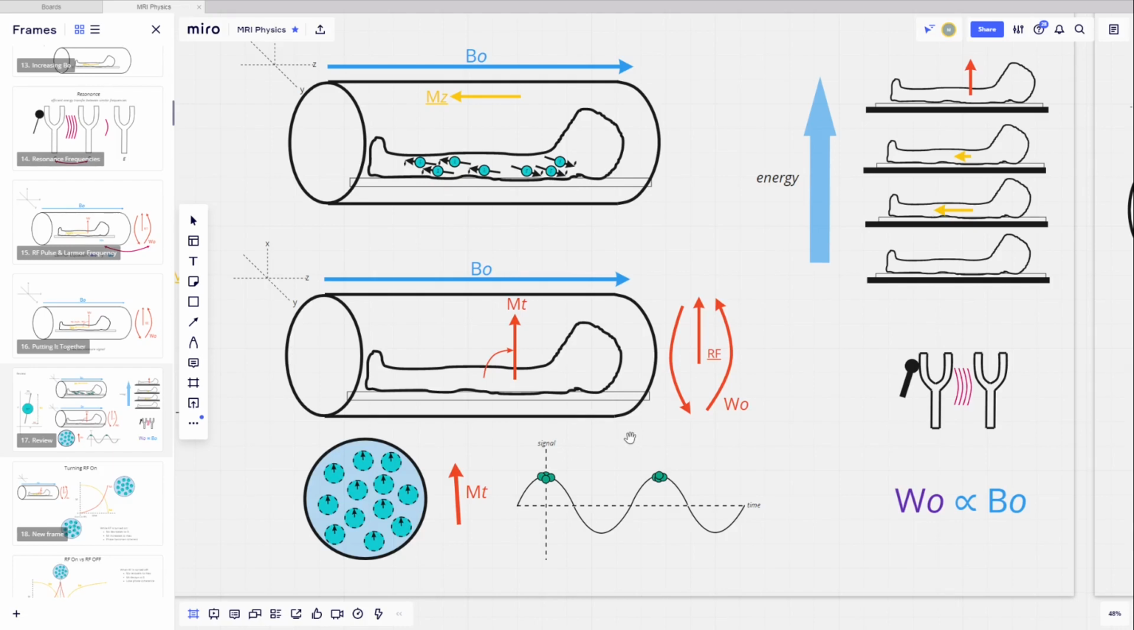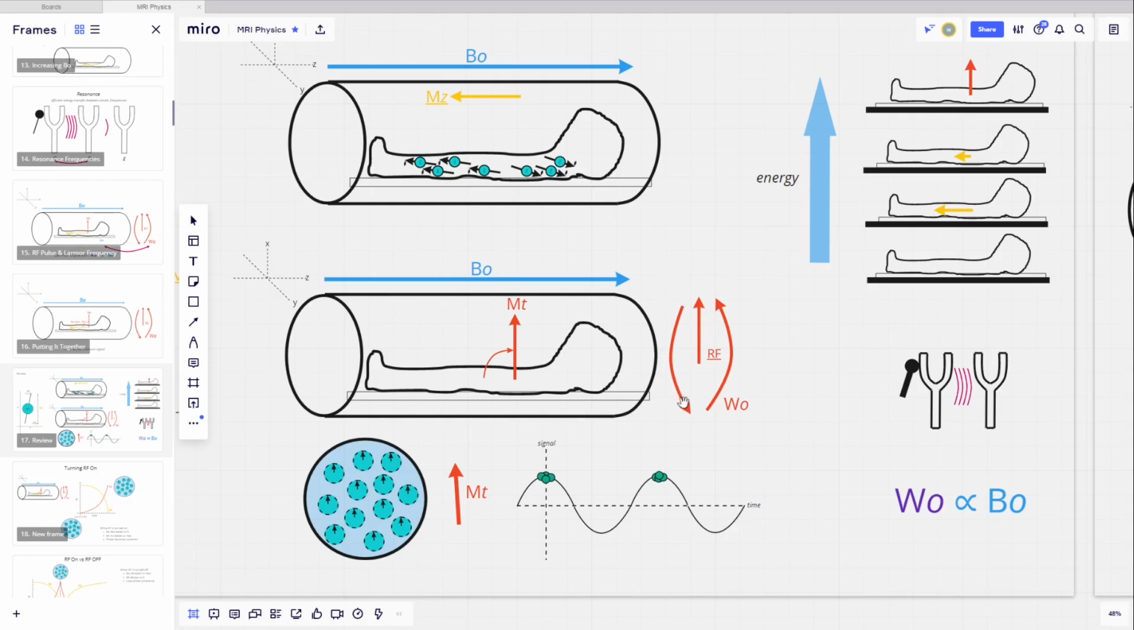And so, with some field strength B0 over here, we said that B0 is proportional to frequency of spins. So if this is B0, all the spins that are sitting in B0 are going to have some frequency, omega-zero, like this. And as long as we match our RF pulse to that frequency, then we get efficient energy transfer, and we generate this vector.